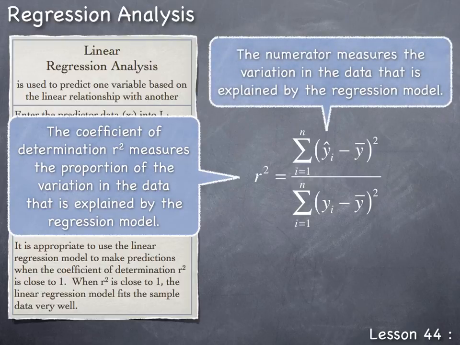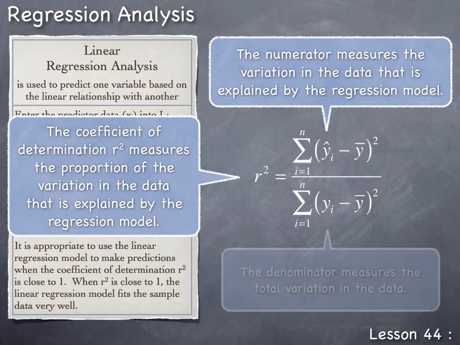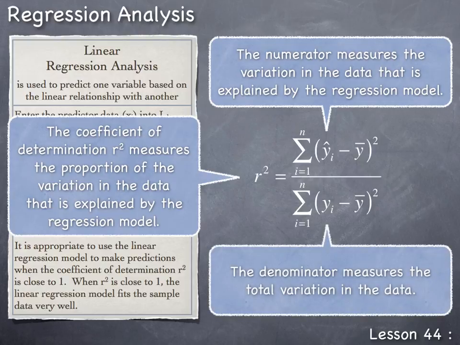It does this by taking the numerator, which measures the variation in the data that is explained by the regression model, and dividing it by the denominator, which measures the total variation in the data. Whenever all of the variation in the data can be explained by the regression model, we get the total variation divided by total variation, which equals 1.